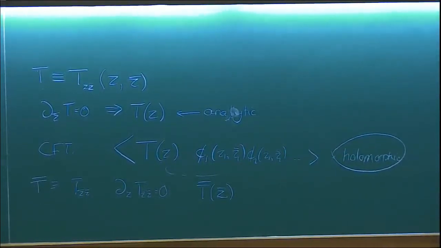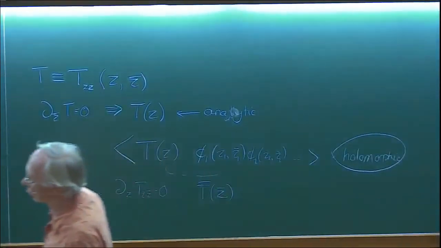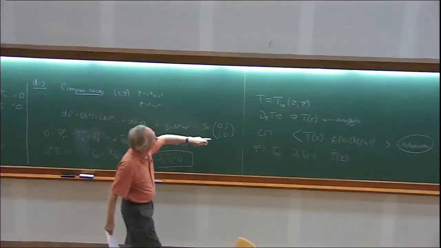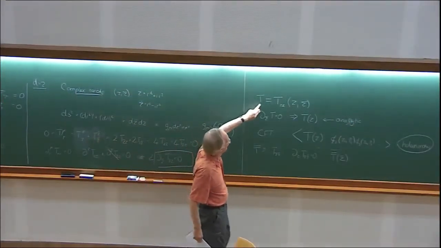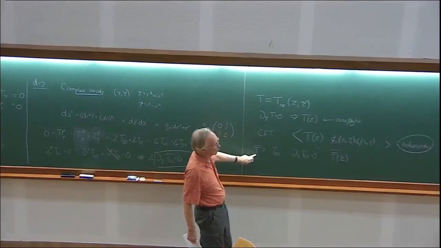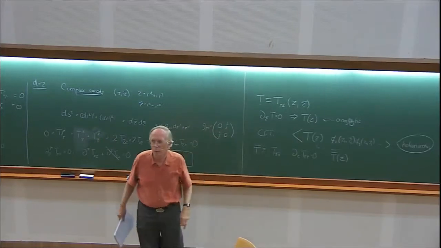Okay, so in a two-dimensional CFT, there are only two independent components of the stress tensor, because I told you that the ZZ bar component was zero. Okay, these components are zero because they're proportional to the trace. The trace is zero. There is one component which is T, which is analytic. There's another component which is T bar, which is anti-analytic. Any questions?